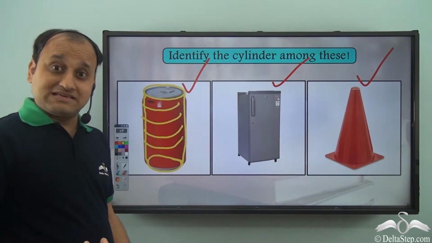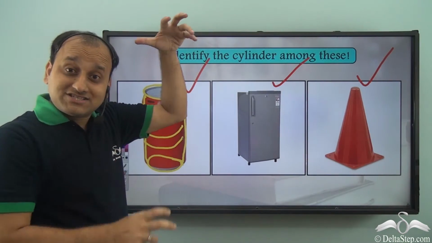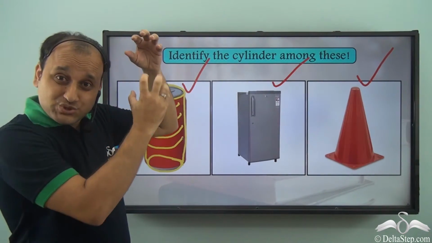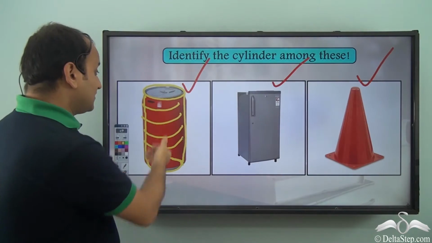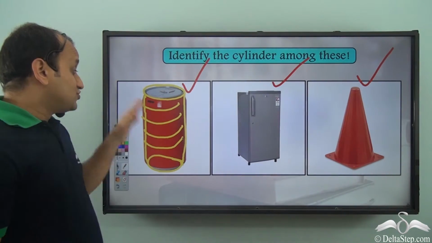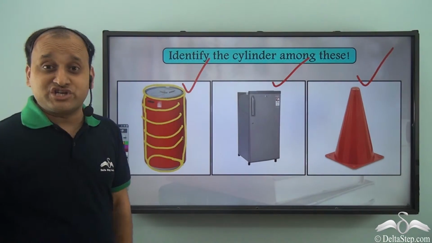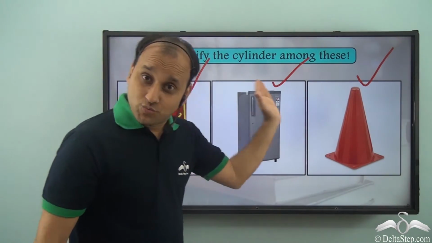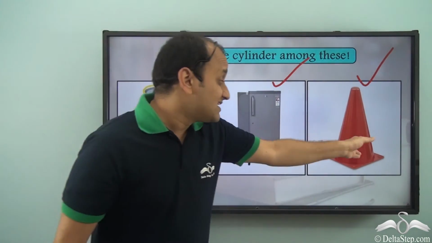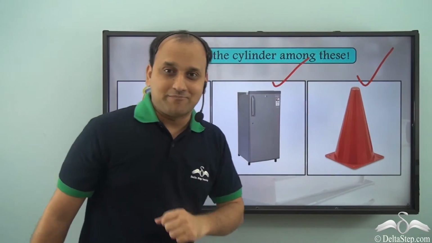So a cylinder is basically an elongated circle. So a circle is stretched to make a cylinder. So this is cylindrical in shape, while this is cuboidal in shape and this is conical in shape, isn't it?